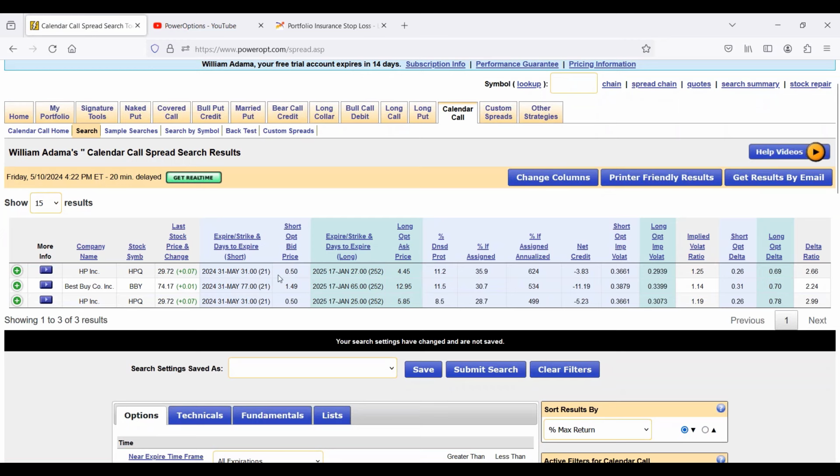Okay. So not a direct recommendation, but we've got a few positions here. HPQ is at 29.72. I can sell the 31st of May, 21 days out, 31 call, and buy an in-the-money January 27 call. Now, the delta there is only 0.69, but that's okay. We're just going to leave this as is for the example. Here was the question, though.